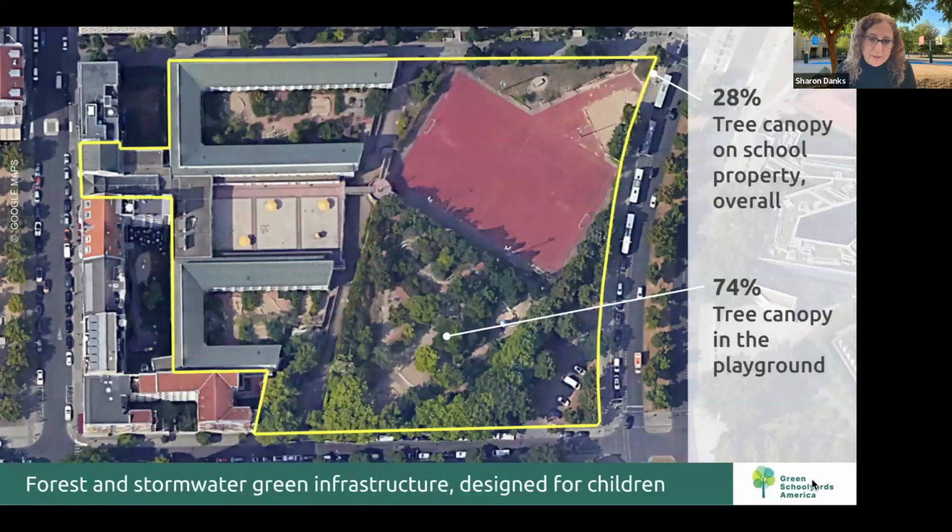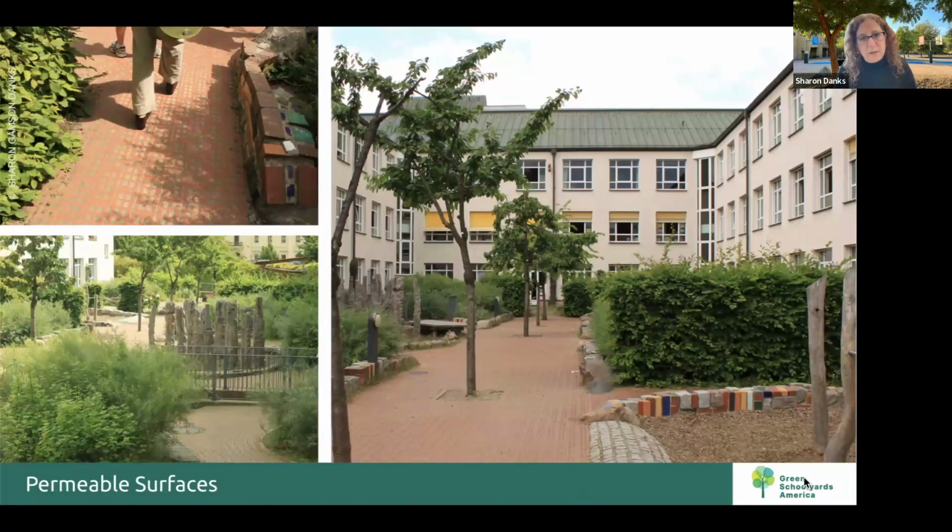And then lastly, this school is one of my favorites in Berlin. It's Green School, and the yellow line is their property line. They have 28% tree canopy right now, which is amazing on the entire property, including the buildings, where on average, 74% of the area the kids play in is shaded, which is amazing. So these are also very climate ready schools, avoiding extreme heat. And this is what the grounds look like with permeable surfaces in the courtyards.